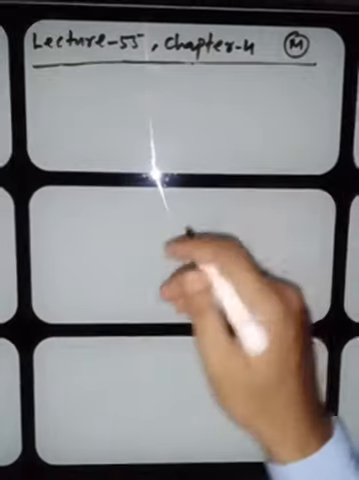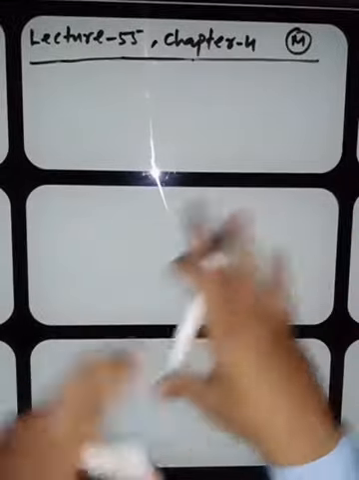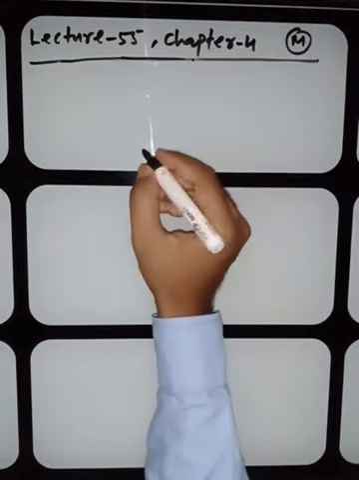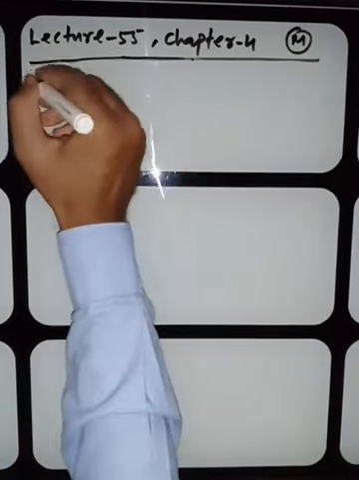So in the next topic, we are going to derive the magnetic field due to this solenoid. It is the mathematical derivation of the magnetic field due to a solenoid.